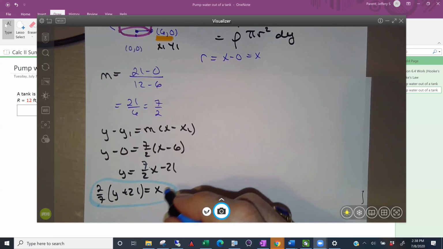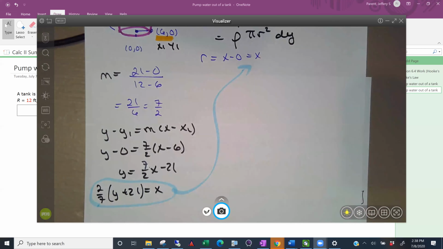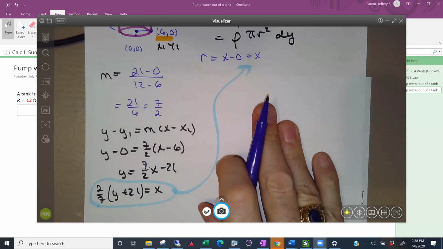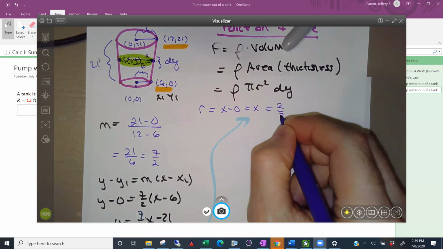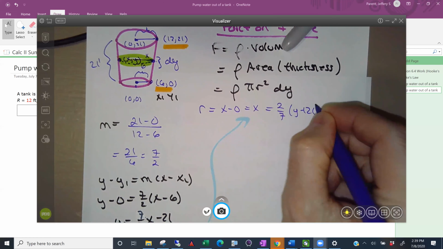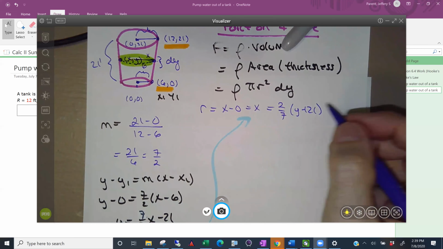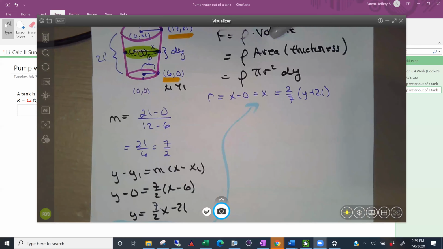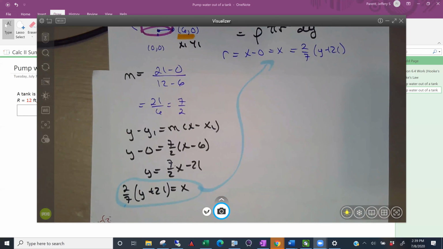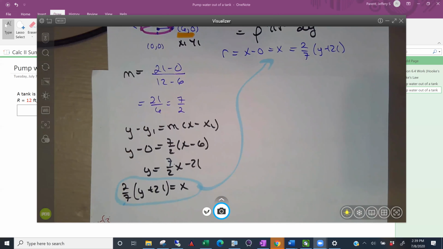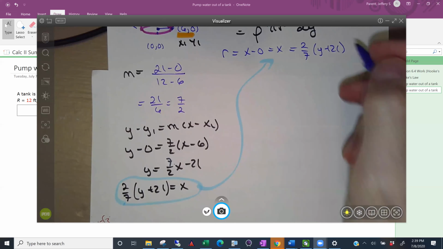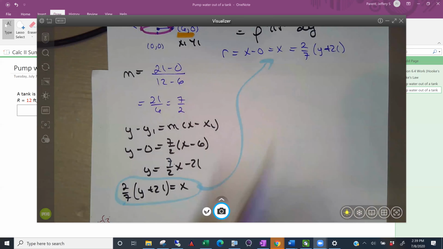And now we can put that in here. The radius equals 2/7 times y plus 21. And then I'll put that up here. Let me pause, let you catch your breath.